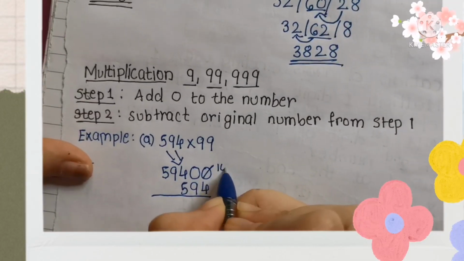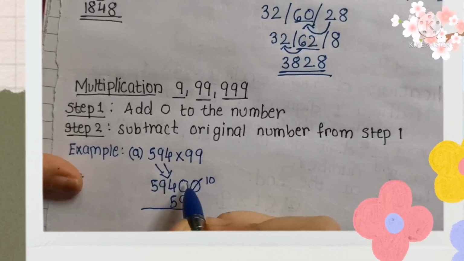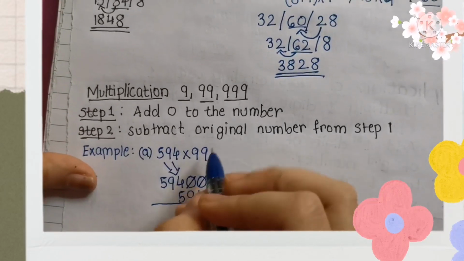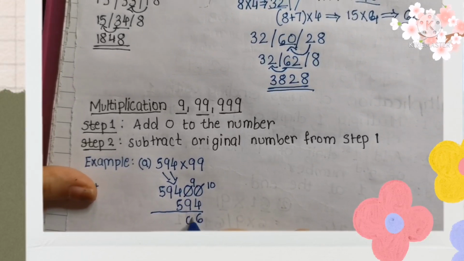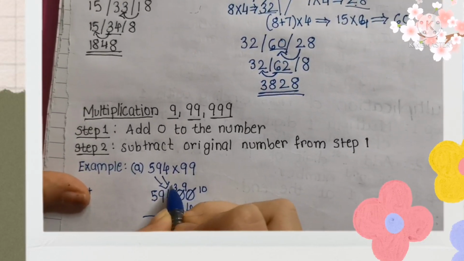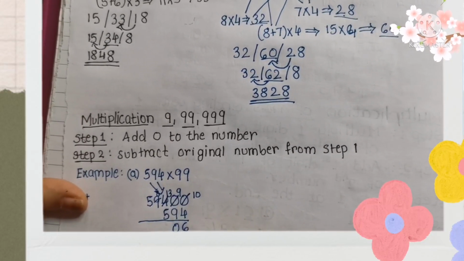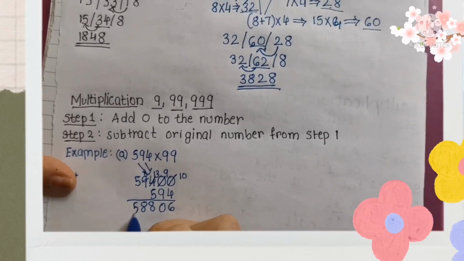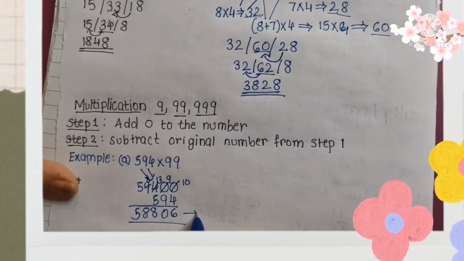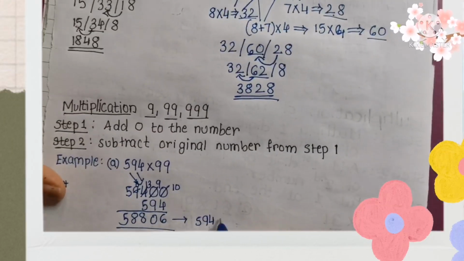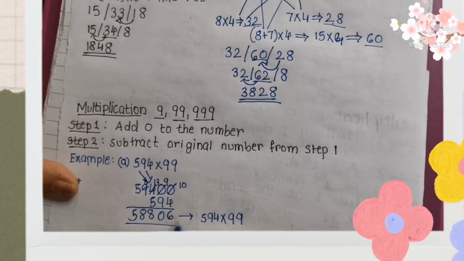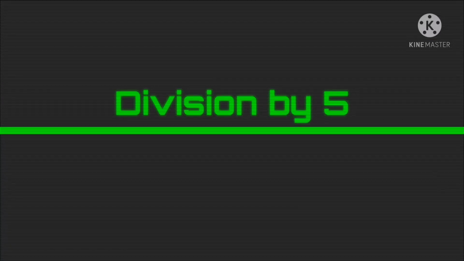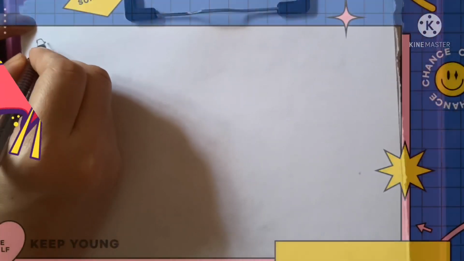So we will put 6 in units place, 0 at tens place, 8 at hundreds place, 8 at thousands place, and 5 in 10,000 place. So our answer is 58,806. So let's move on to our next trick.